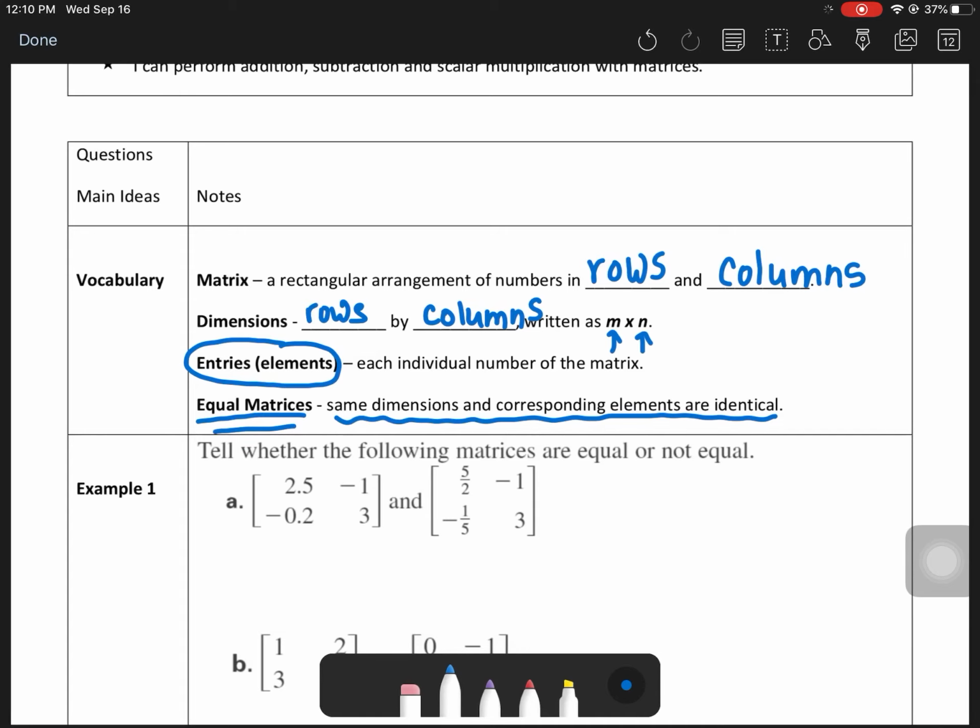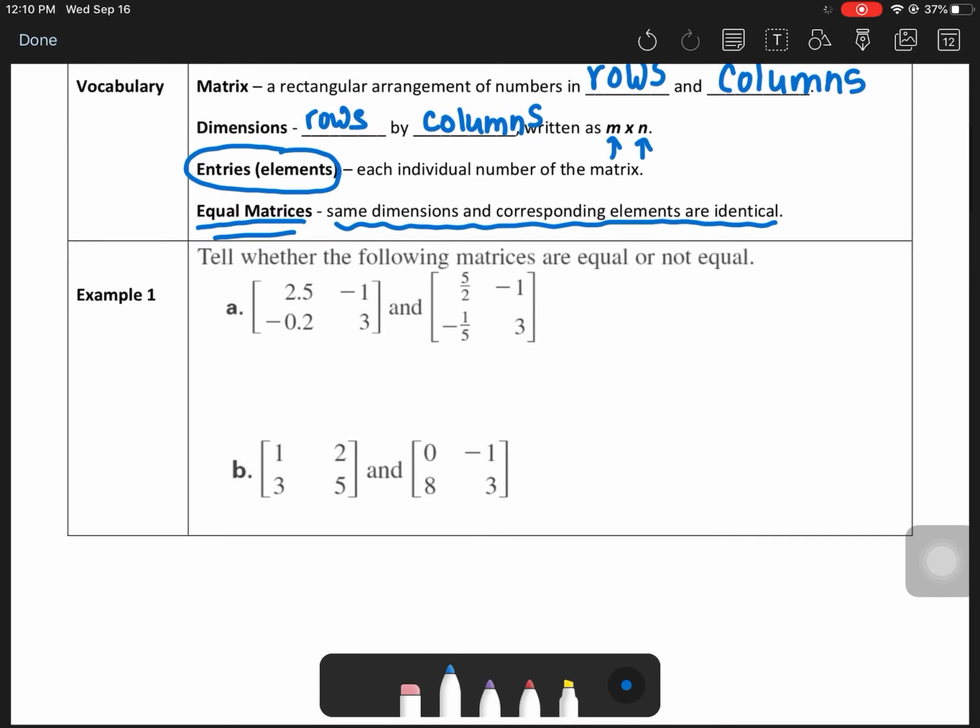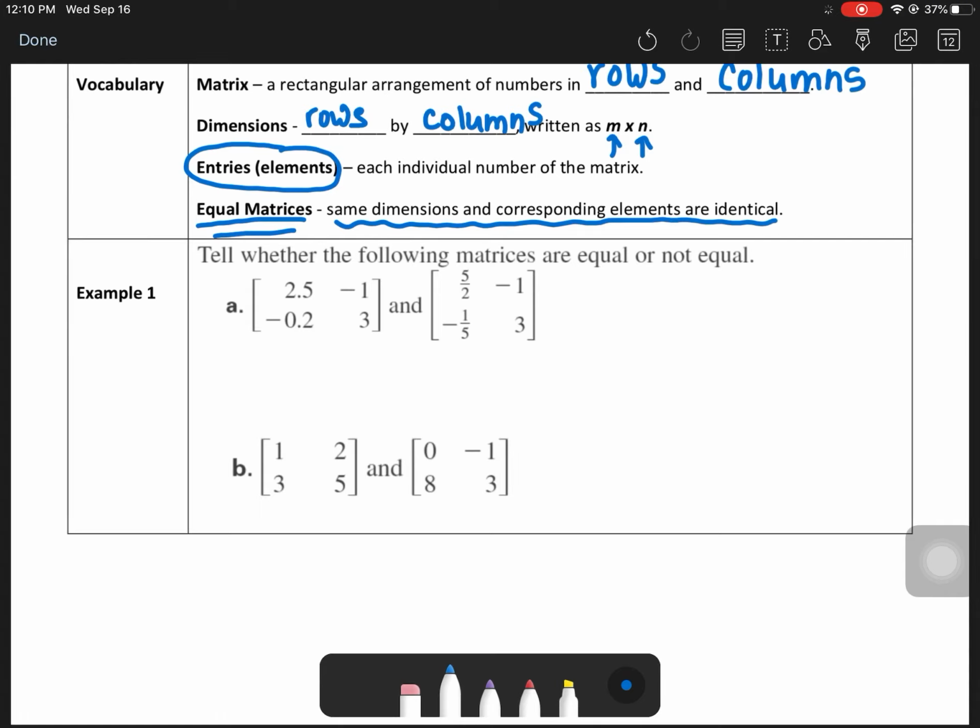So the first thing that we're going to talk about is how to tell whether matrices are equal or not. In this first example, first of all, this matrix measures 2 rows by 2 columns, so their size is exactly the same. When we take a look at their entries or elements, 2.5 is the same thing as 5 over 2. Negative 0.2 is exactly the same thing as negative 1/5. And then we have negative 1 and 3 being the same. So this first set of matrices are equal.